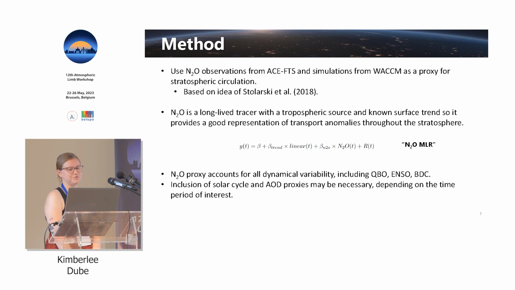N2O is a long-lived tracer with a tropospheric source that is known, so it provides a quite good representation of transport throughout the stratosphere. The equation I have here is what I'm calling the N2O MLR, and it is much simpler. We just have our constant, the trend term, and the N2O term. So the N2O proxy accounts for all dynamical variability, so QBO and ENSO are included in this, as well as changes to the Brewer-Dobson circulation.